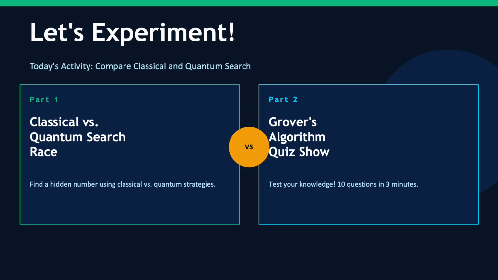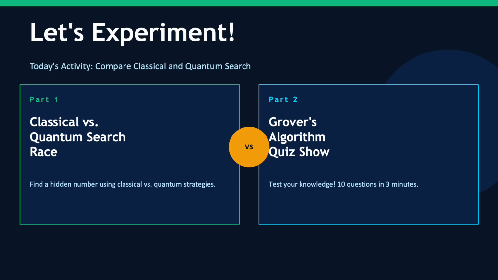So, let's experiment. Now it is time to stop listening and start doing. You're going to experience the difference between classical and quantum search firsthand through two activities. The first is a search race where one team uses classical search and another uses a strategy that simulates quantum search to find a hidden number.